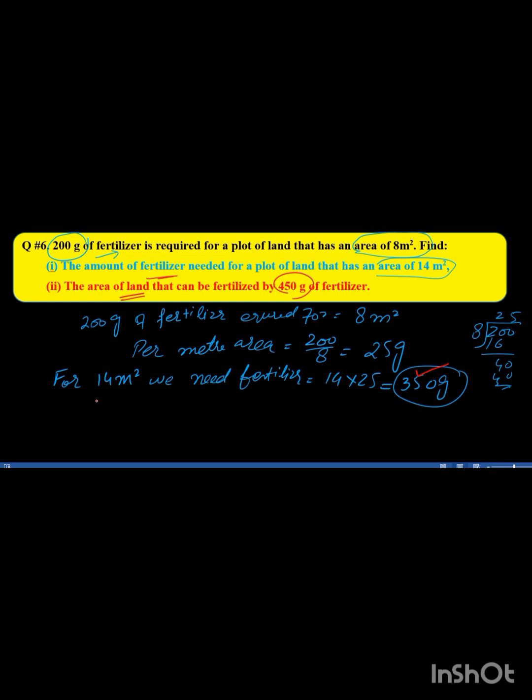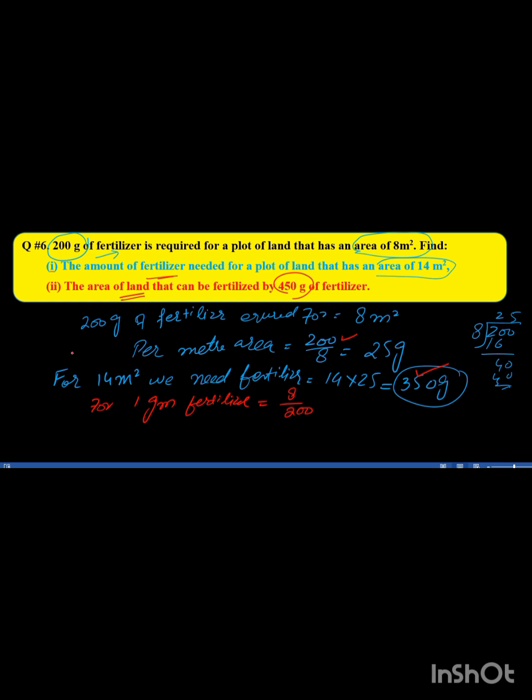Okay, for 1 gram fertilizer we need area. Now we change the division, we divide 8 by 200. First we divided 200 by 8, now 8 divided by 200, because we have to find how many areas we find for the 1 gram of fertilizer.